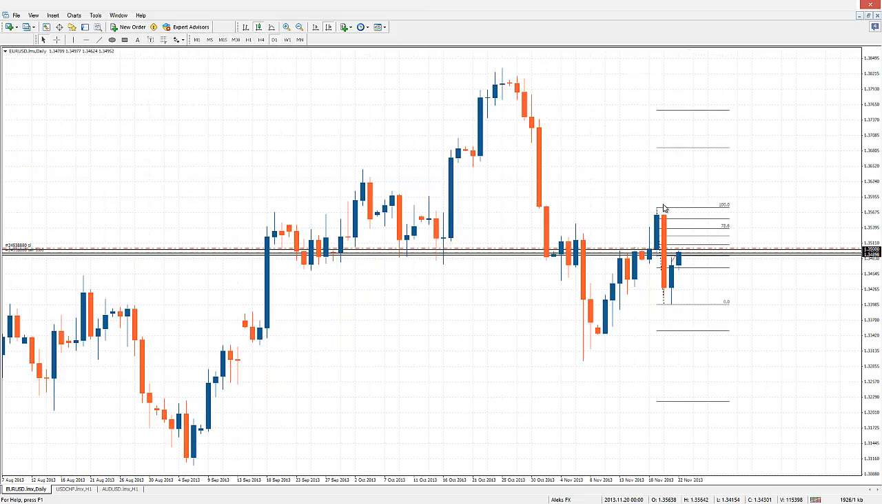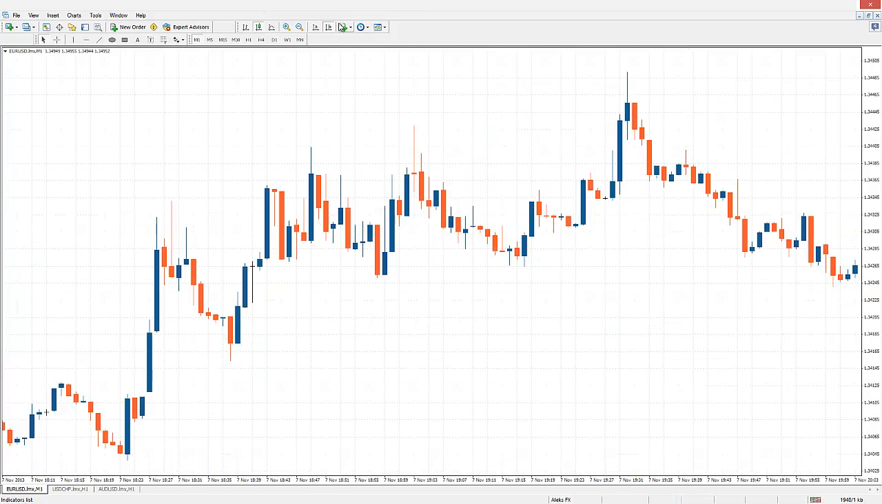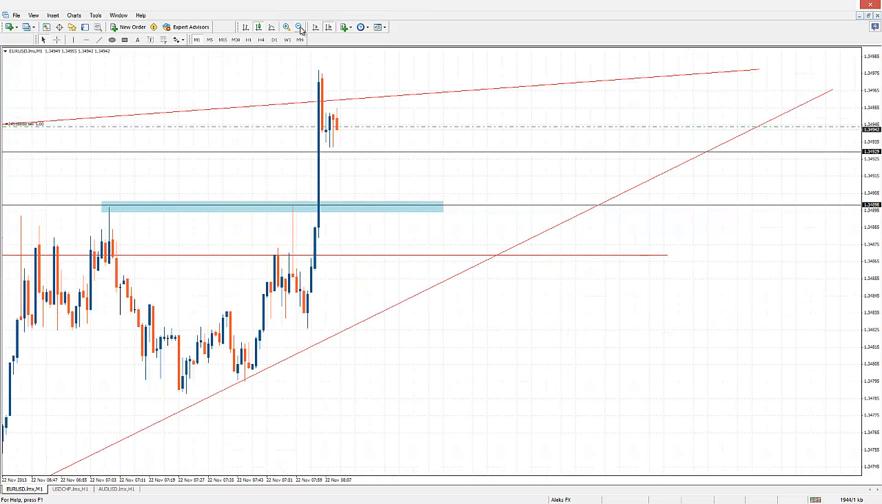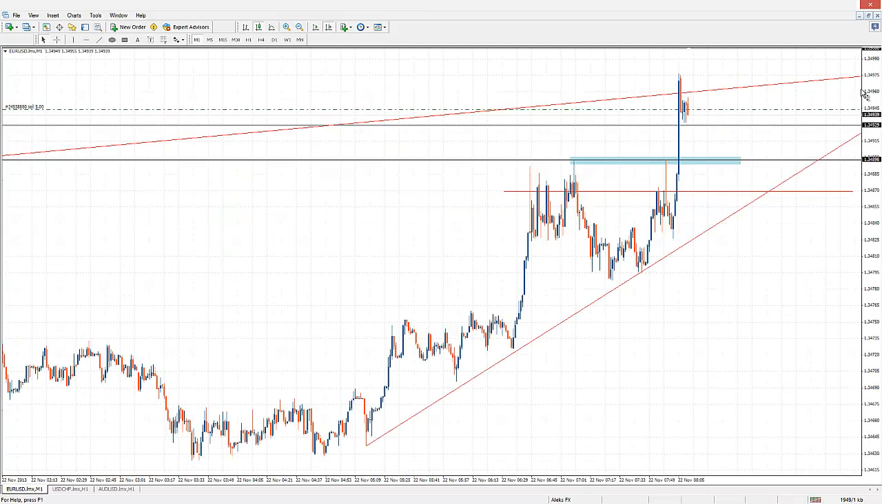I'll just show you the daily chart. We've obviously had this very big bearish looking candle a couple of days ago, and now we're into this resistance area. See how we've used it previously. So expect some sort of reaction from this area.